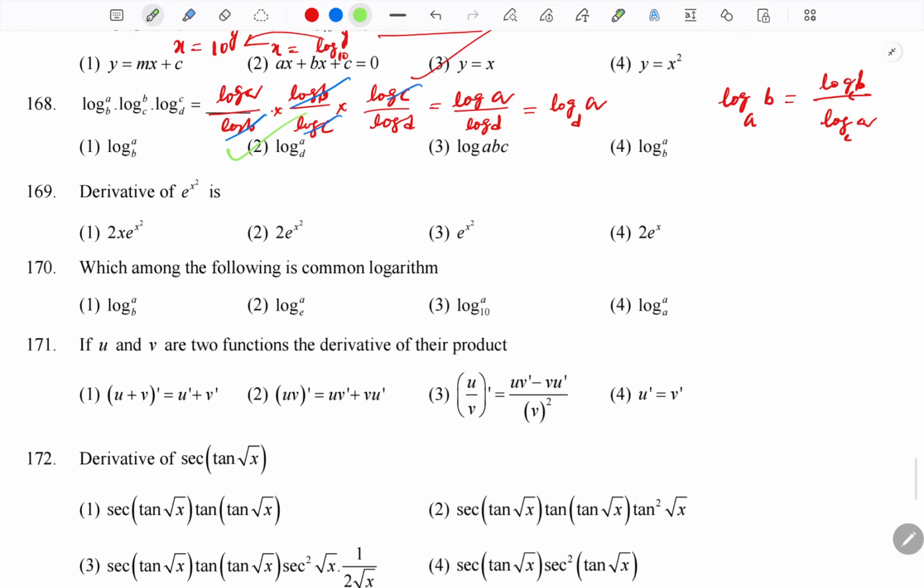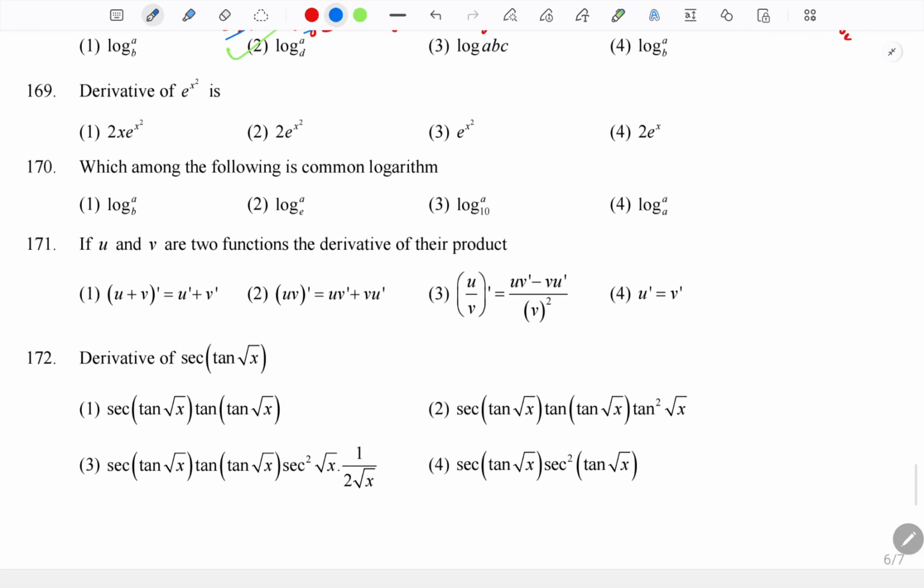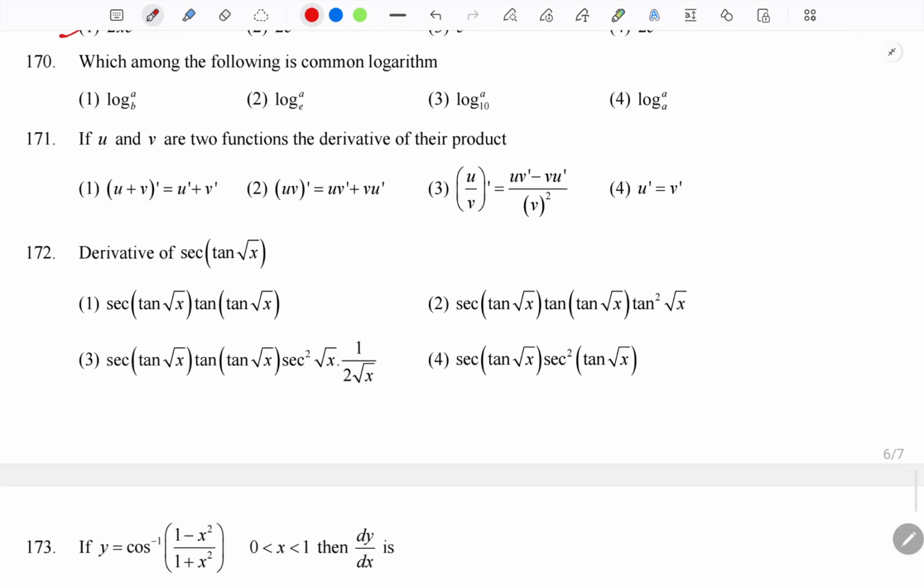Derivative of e power x. It's a very easy question, right? Derivative of e power any function, e power x square, times the internal derivative 2x. So 2x times e power x square. Option is 1. Next, which of the following is a common logarithm? Okay, first one is a common logarithm? No, right? It's not a common logarithm.